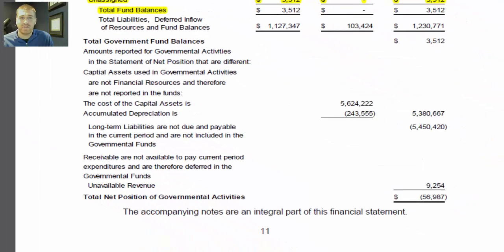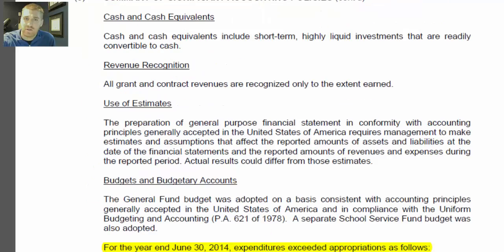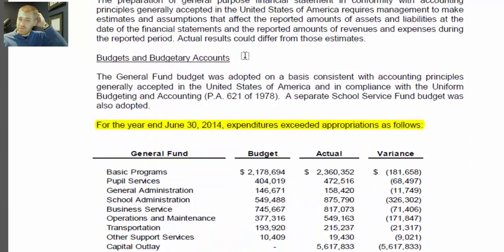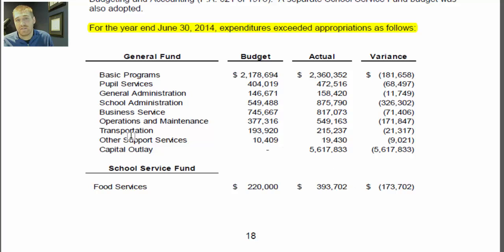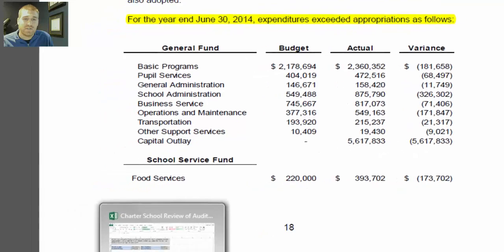This is page 11, so we're going to have to go, I think page 20 is where it's at. Yep, page 20. So if we come down here, we see all these line items. So this is not something I've created. This is directly from your audit, page 18 of your audit. So we'll go back to the sheet.